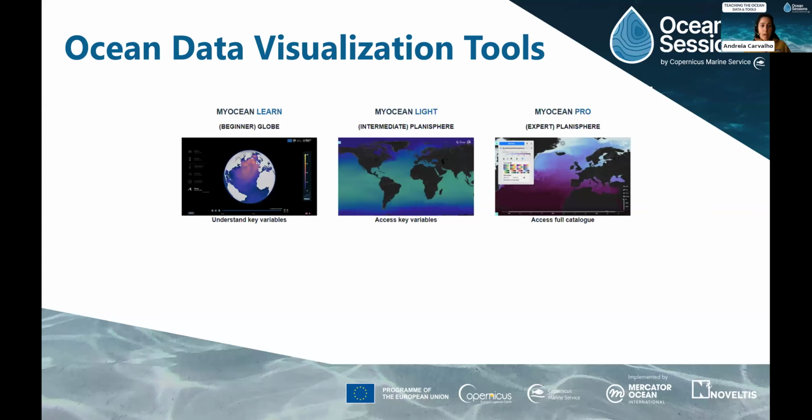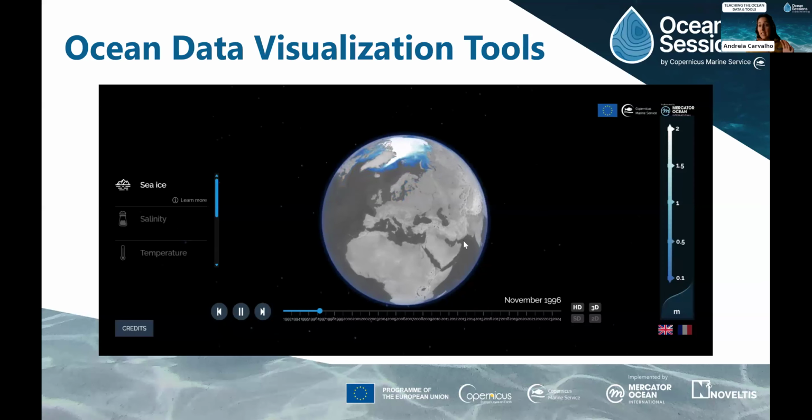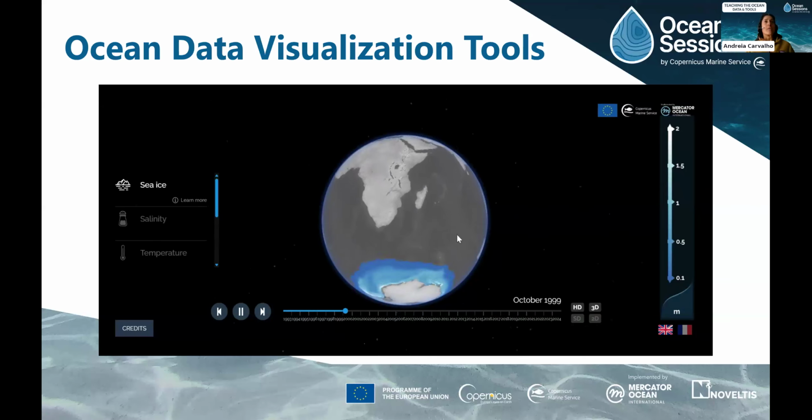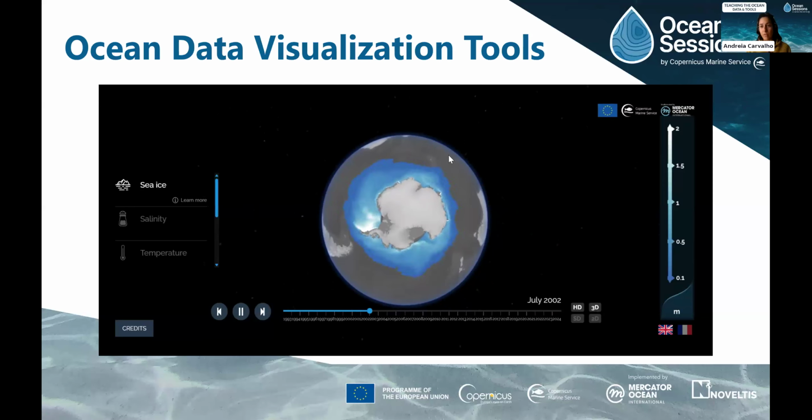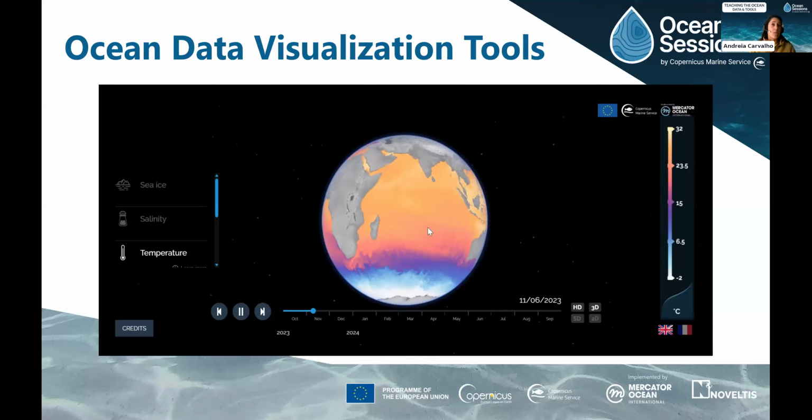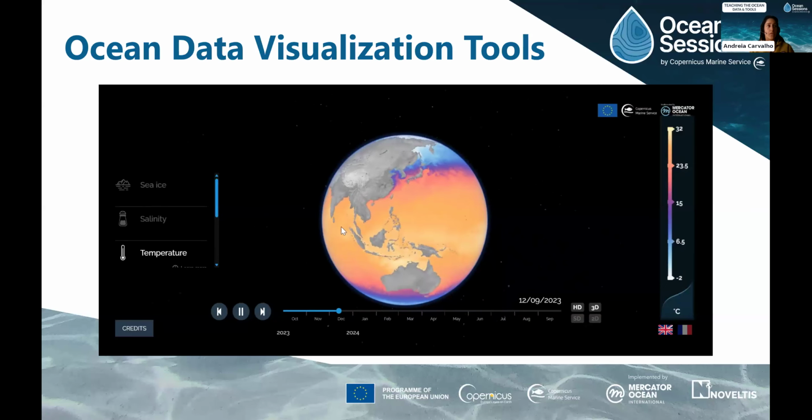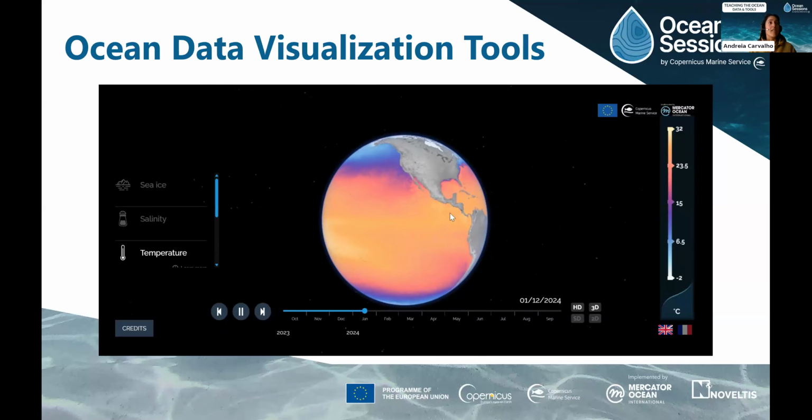So we already saw that we also have data visualization tools. Tony will show you a little bit more about these later. So we do have 3 levels of viewers: the Learn, the Light, and the Pro. I would say the very first level is the Learn, and this is a very good first level to start playing with the globe, visualizing each of the variables, and also learning a little bit more about these variables, as each of these variables has a little pop-up window with more information.